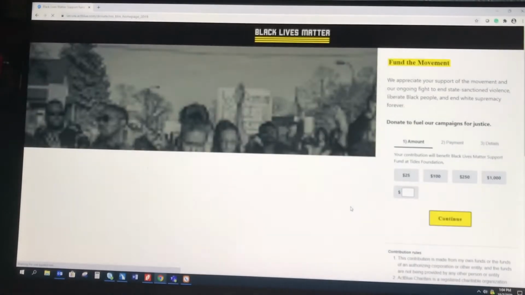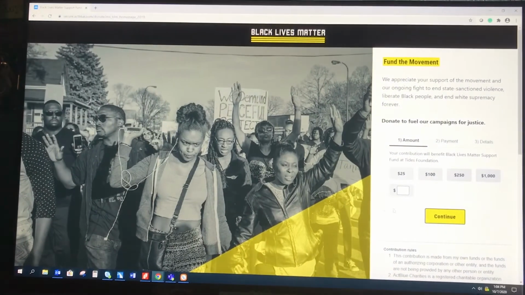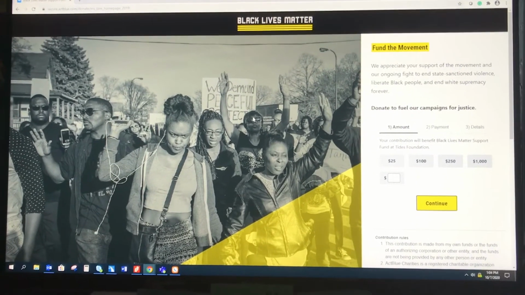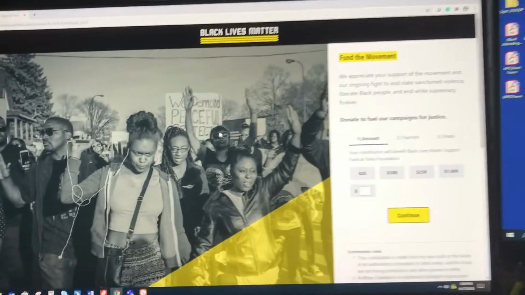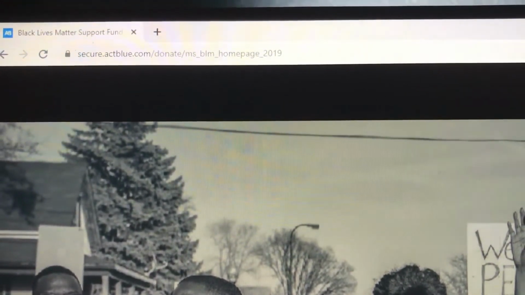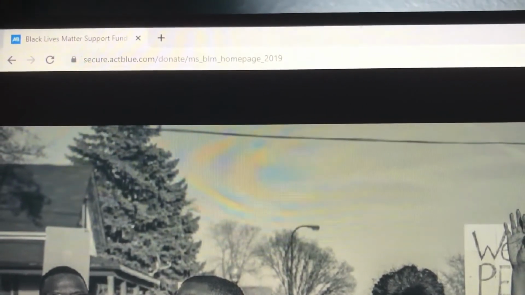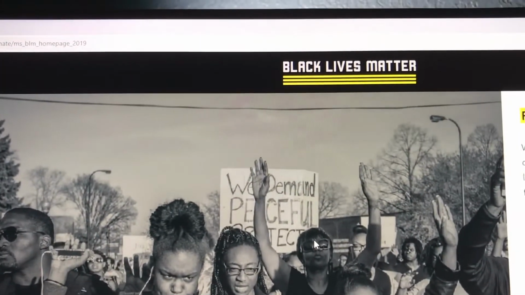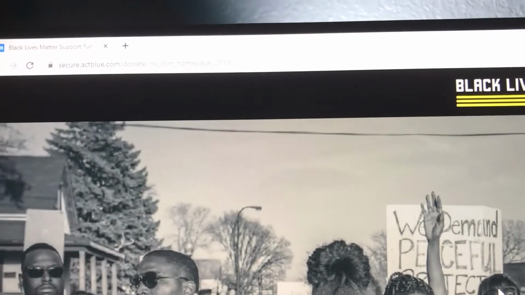Comes here, Black Lives Matter logo, right? People standing up for their rights, social injustice. But are we on the Black Lives Matter website? No, you're not. You're on secureactblue.com. Okay, wait, I thought I was donating to Black Lives Matter, but I'm on secureactblue.com. That's weird. That's interesting, right?